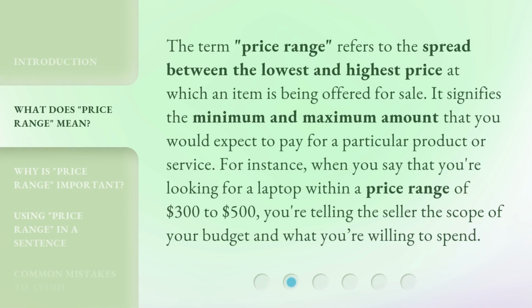The term, price range, refers to the spread between the lowest and highest price at which an item is being offered for sale. It signifies the minimum and maximum amount that you would expect to pay for a particular product or service. For instance, when you say that you're looking for a laptop within a price range of $300 to $500, you're telling the seller the scope of your budget and what you're willing to spend.